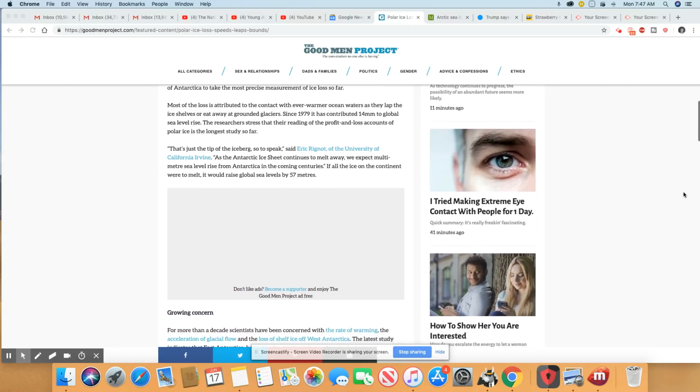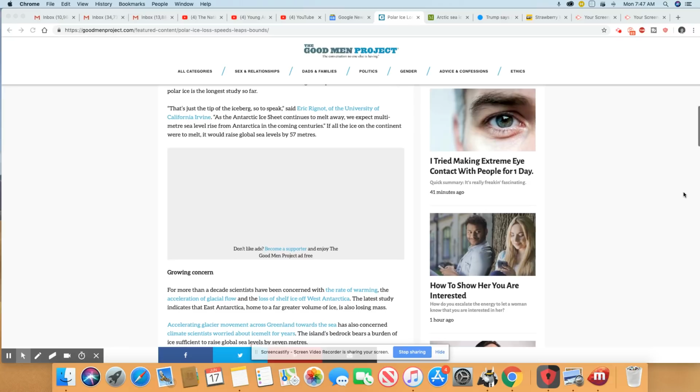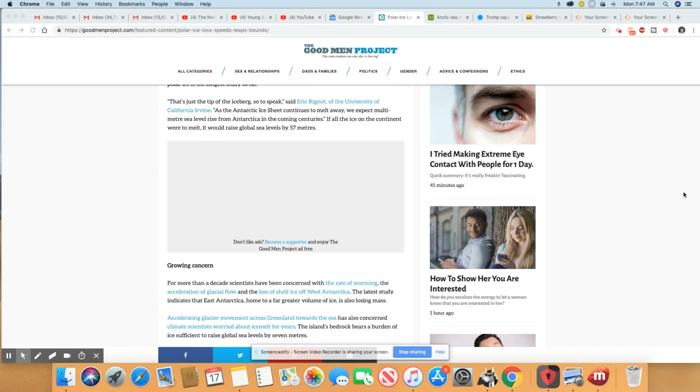Researchers stress that their readings of the profit and loss accounts of polar ice is the longest study so far. That's just the tip of the iceberg, so to speak. Yeah, I would say it is. And you know what? When winter time was here, I kept hearing about the Arctic ice sheets over and over, you know?